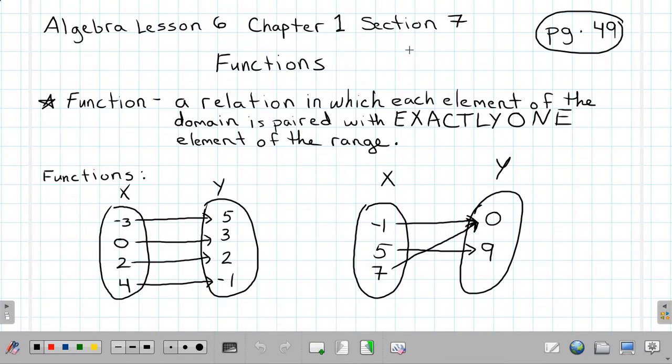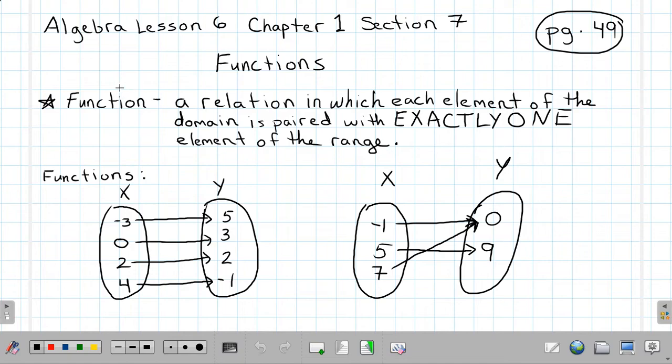This lesson has to do with Chapter 1, Section 7, which starts on page 49 in the book. And this section has to do with functions. This is very relevant to what we did in the last section, which had to do with relations. So knowing everything that we know about relations, we're going to use that here when we talk about functions. Right off the bat, we want to define what a function is.